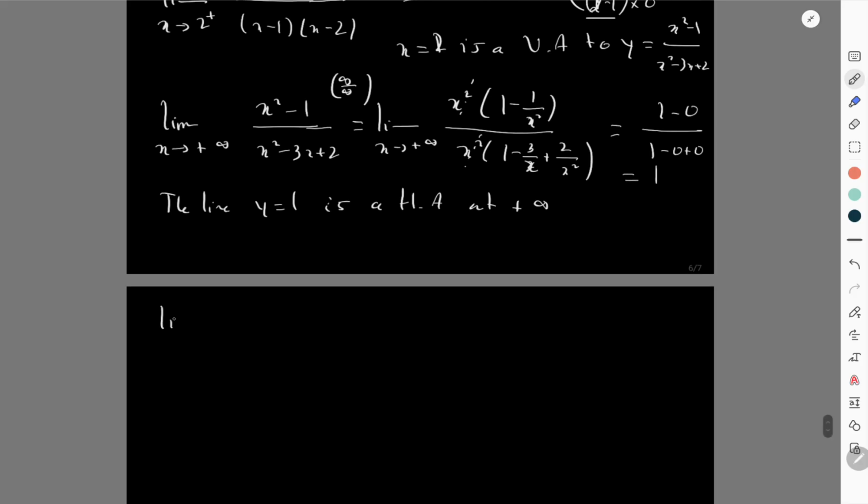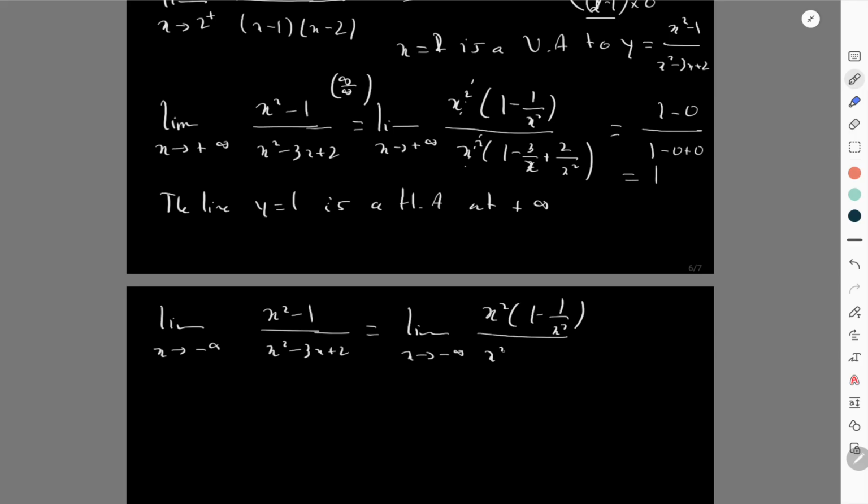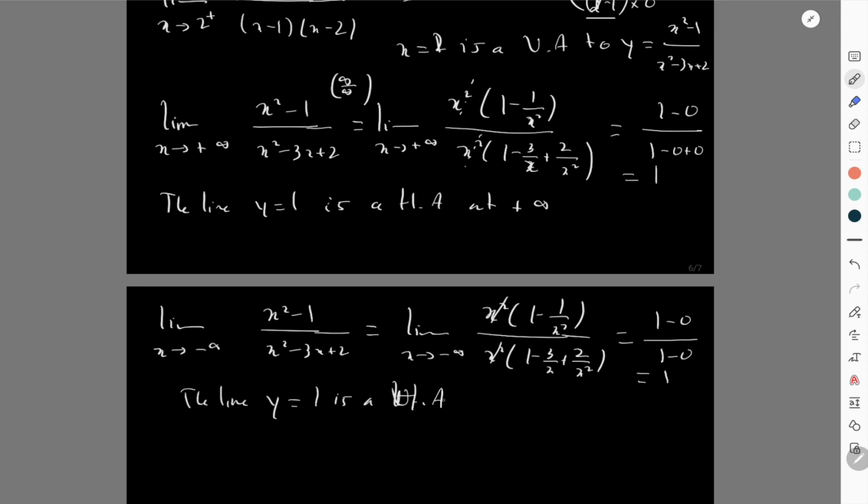Now at minus infinity is also the same thing. I'll do the calculation pretty quickly. In that case, let me cancel an x squared out. I factor an x squared, 1 minus 1 over x squared, 1 minus 3 over x plus 2 over x squared, and then you just get 1 minus 0 over 1 minus 0, which is 1. Okay, so the line y equal 1 is a horizontal asymptote at minus infinity.